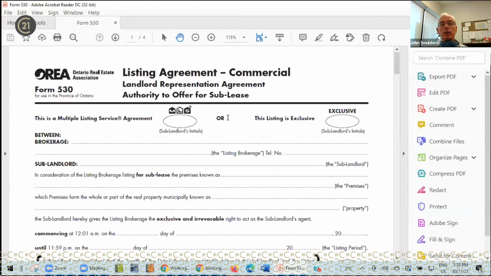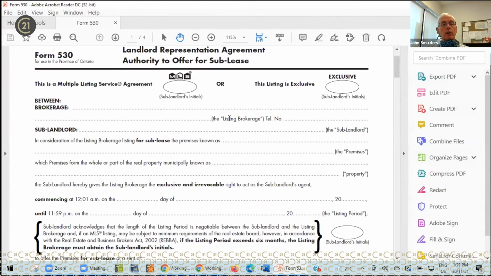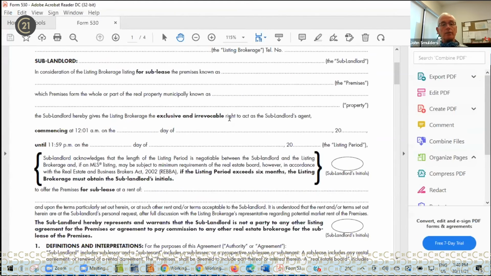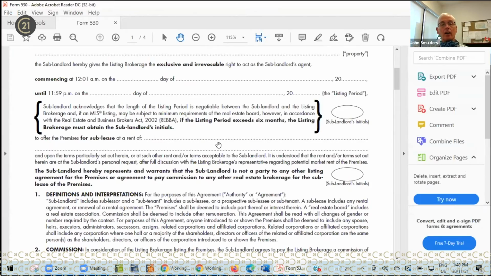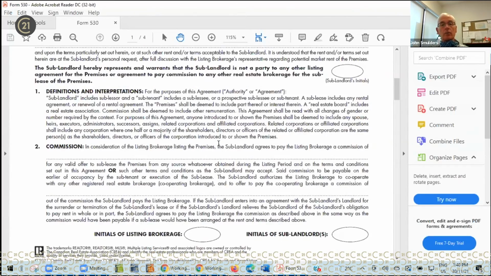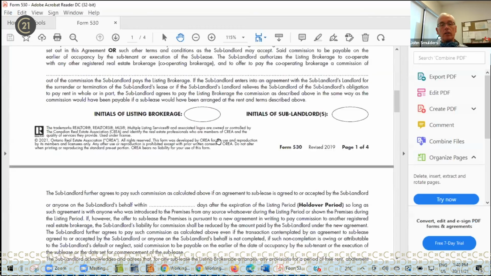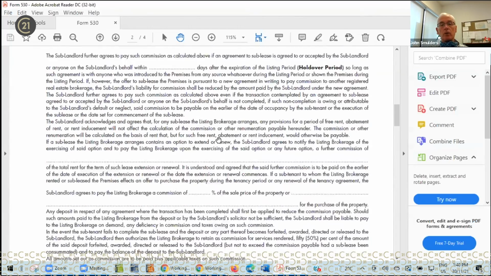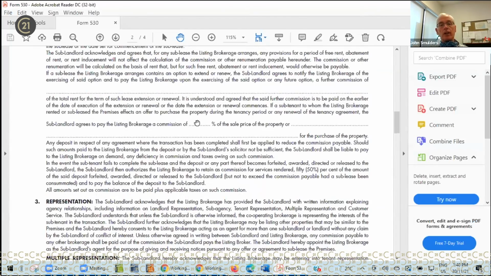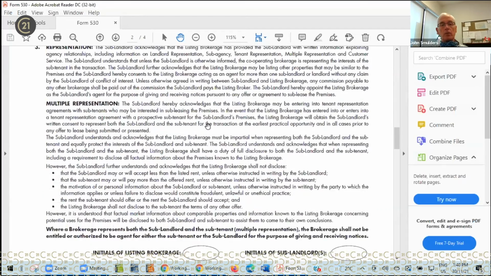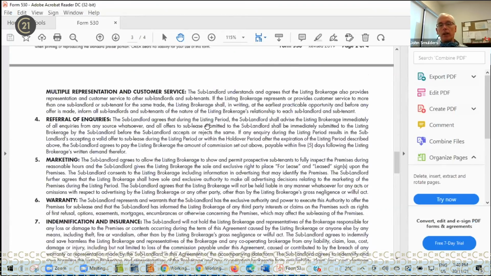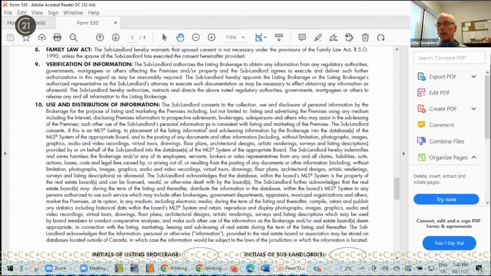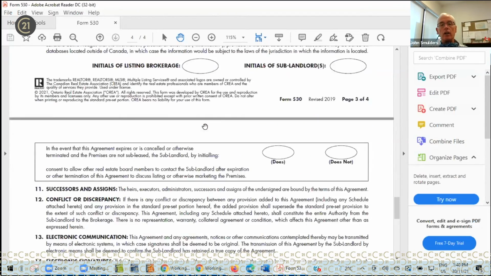The commercial sublease, pretty much the same thing. Not a lot different here. Commission, not a lot different. Pretty much the same holdover period. If there's a sale, it's always not applicable. Pretty much the same thing as the standard lease. Not a lot different at all, okay?